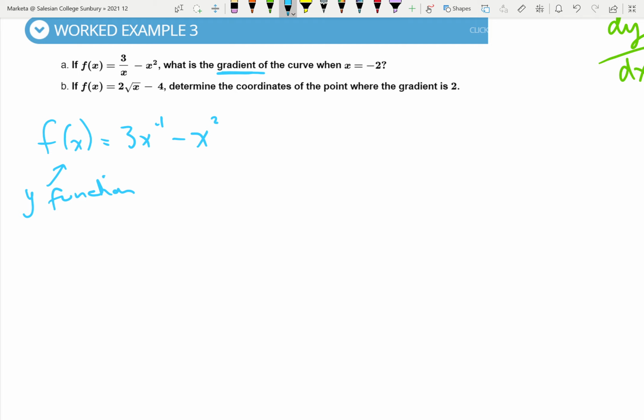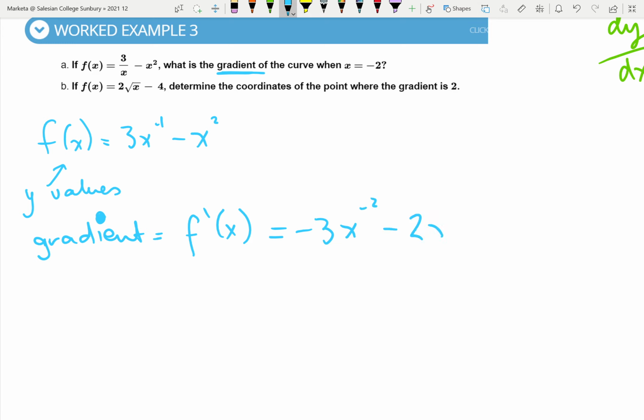So we're trying to find gradient, not a y value. We can say the y values are given by f of x. We don't want a y value, we want a gradient value. So last year, for year 11, I would have said, if you want to just write gradient there, that's fine. But really for year 12, you really want to call it f dash of x. But if you need to, for the meantime, maybe write both so you can get used to it. And our gradient function is -3x to the -2 minus 2x, which is f dash of x equals -3 over x squared minus 2x.